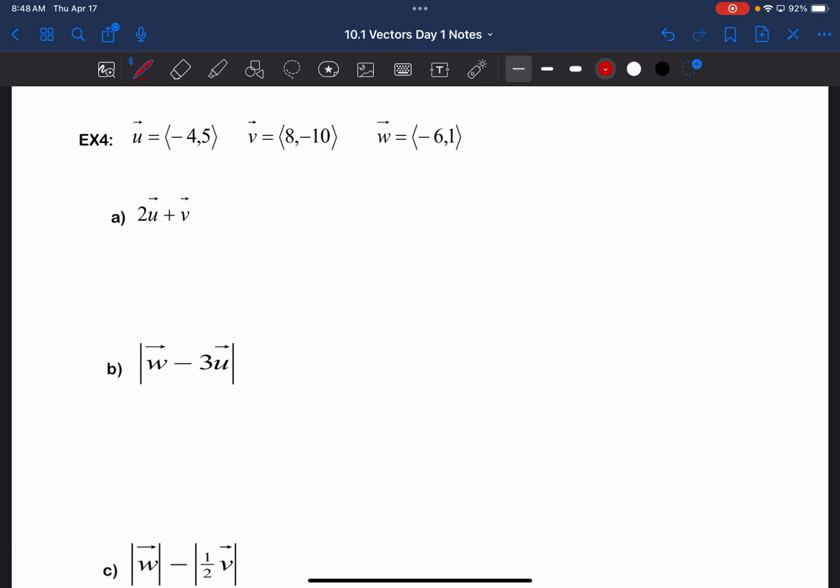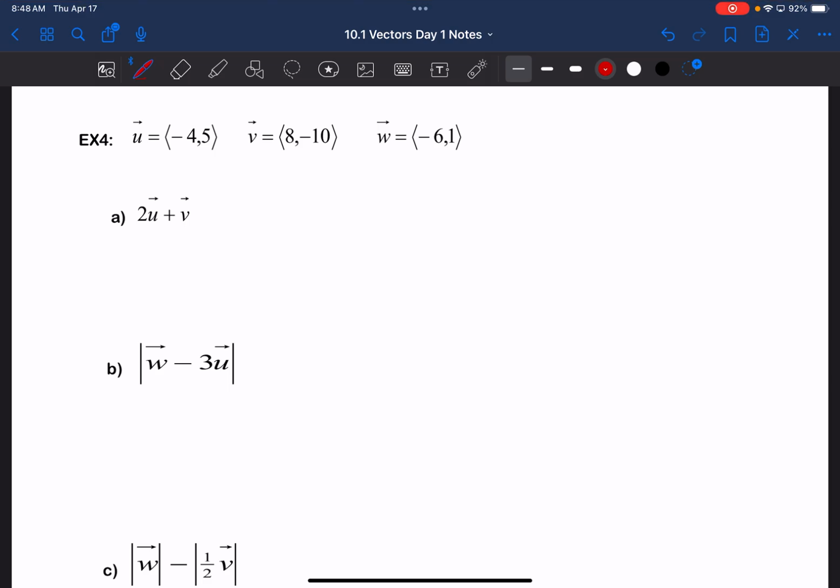On the very last page, this one gives us 3 different vectors, vector u, v, and w. And they ask us to perform different operations. Here, they're asking us to multiply and add. But if you notice on some of these other examples, it has these bars. And what do those bars mean again? Distance, right, magnitude. So my final answer on ones like this would be under a square root, right?